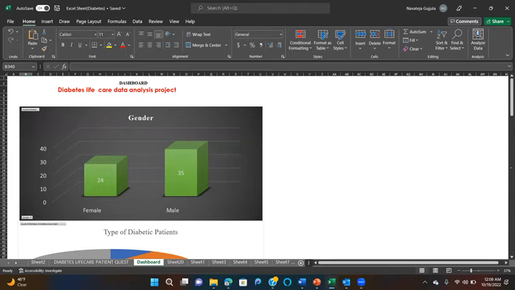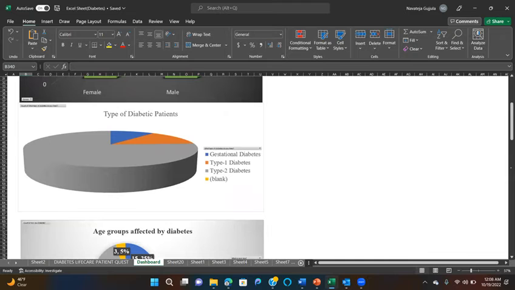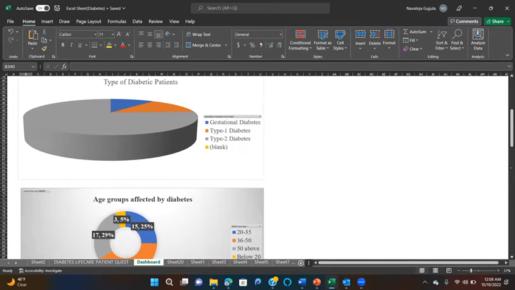In total, 59 diabetic patients participated. Of them, 35 are male and 24 are female. From that, we compared the types of diabetic patients. We analyzed that almost 75% of the patients in our data are suffering from type 2 diabetes.